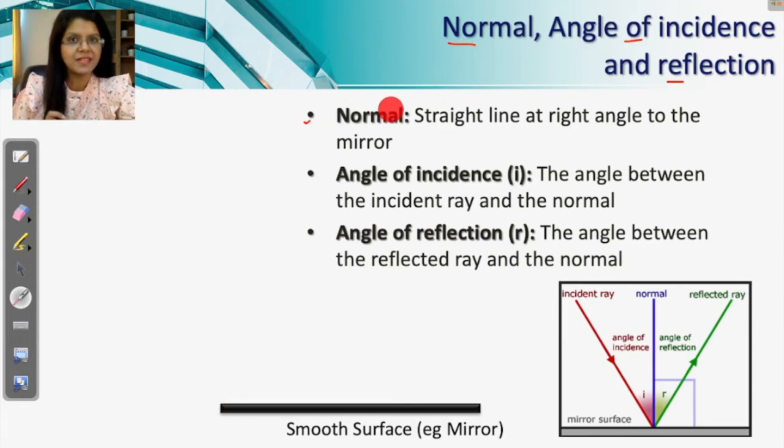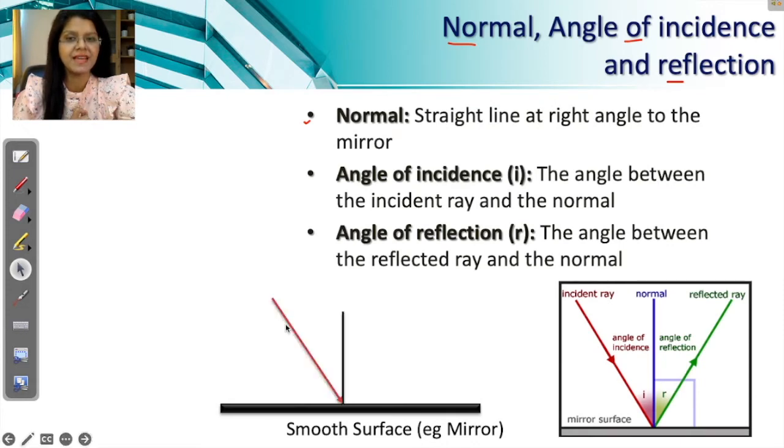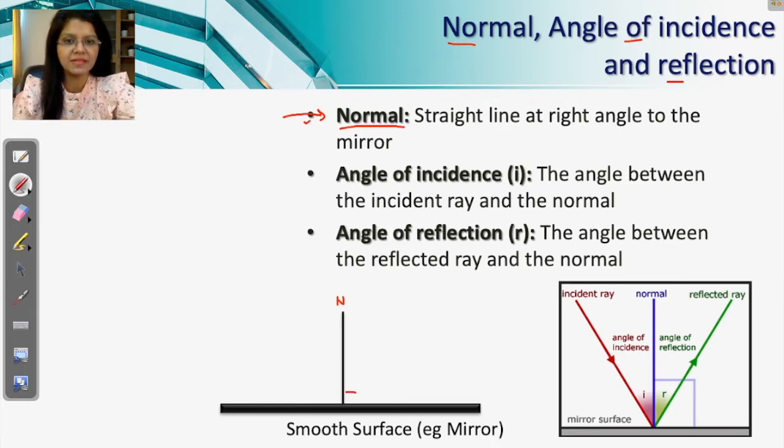The first thing you need to understand if you need to find the image of an object is the normal. It is a straight line at right angle to the mirror. So let us understand how the normal would look. That's how the normal would look. This black line that you see on the screen is your normal. Let's call it N. We have understood the first bullet point, the normal: a straight line at right angle to the mirror. This angle has to be a right angle, 90 degrees and nothing else.